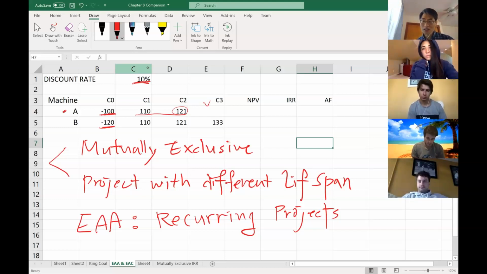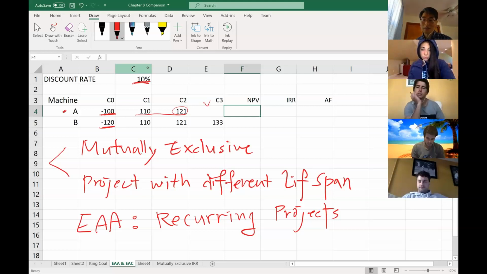But when a car breaks down, you have to buy a new car, right? So this is a recurring project. So whenever we deal with a recurring project, calculating the net present value is not enough, right? Because net present value assumes that we are dealing with just a one-shot project. Okay, so what we have to do is calculate the net present value first.